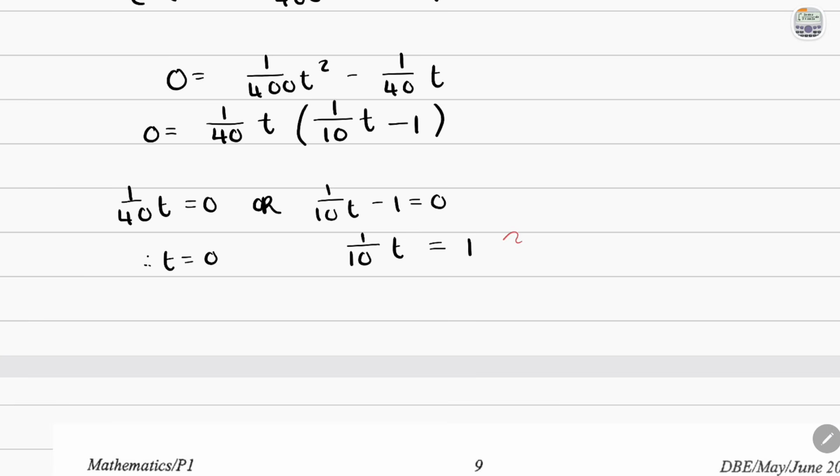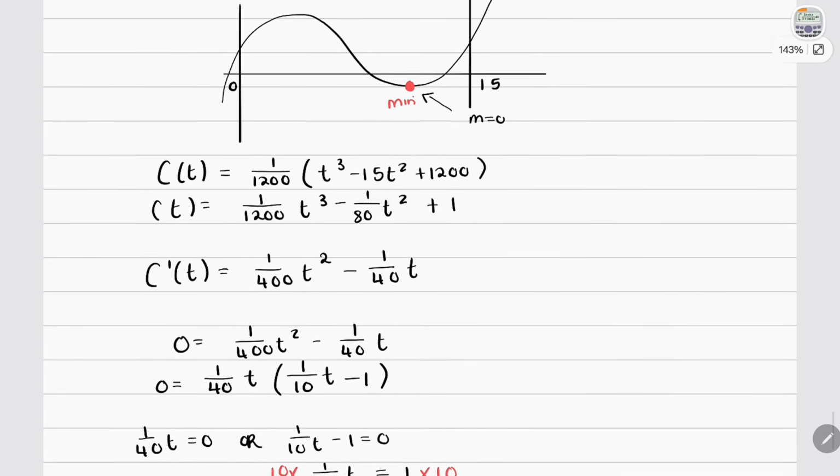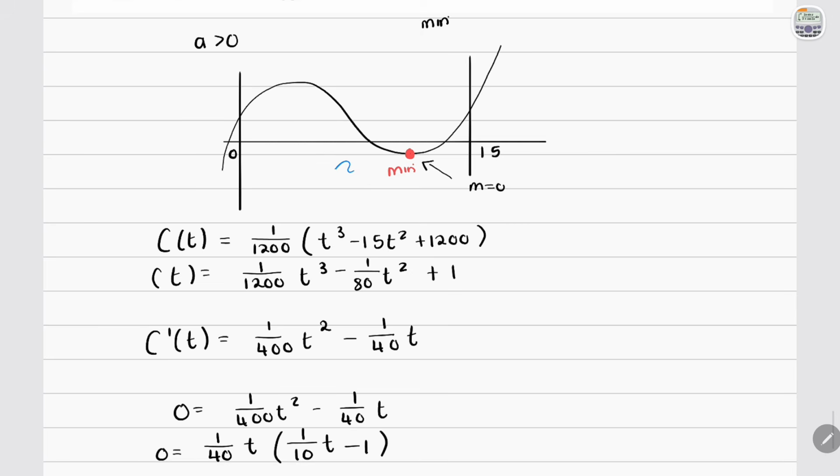To get rid of a denominator of 10, you just multiply by 10. Okay, so that 10 will now cancel with this one. And so what we just have is t is finally equal to 10 here. So these are the two values of t we get. And it's okay that we get two values because we have two turning points. We have a maximum and a minimum, but remember which one we're looking for. Okay, we're looking for the minimum.